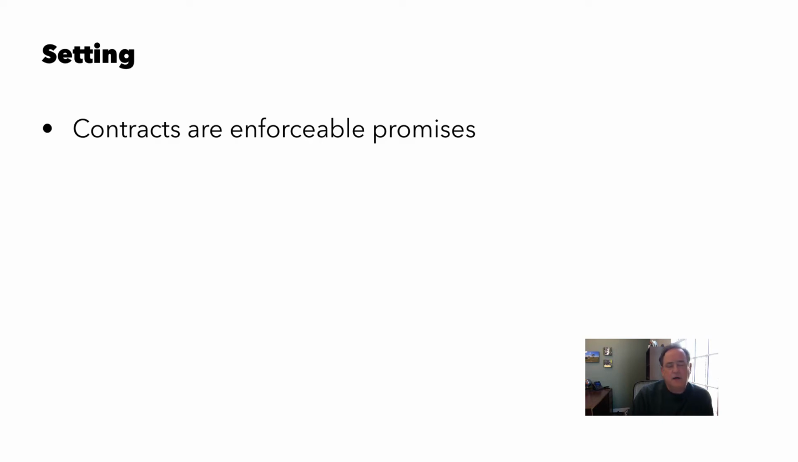And essentially, contracts are enforceable promises. That means there's two aspects to any contract. First of all, there's an exchange of promises. I promise to sell you my computer for $1,000. You promise to purchase my computer for $1,000. So I promise to sell, you promise to pay. That's an exchange of promises.